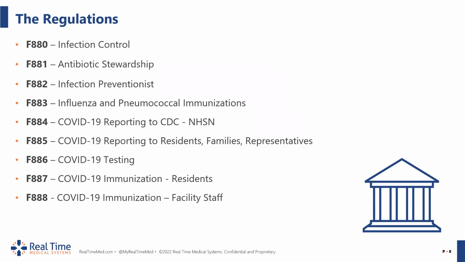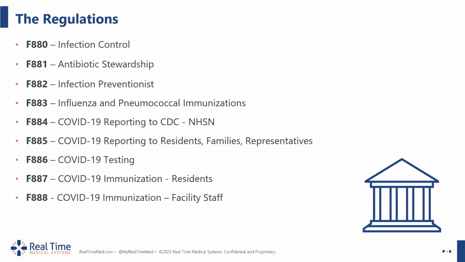So when we look at our regulations, I will tell you that many, many years ago, and it wasn't 880 because all of our tag regulation guidance numbers changed, we used to have one area of guidance for infection control. It was pretty comprehensive, but we had one area of guidance. Now look at us. We go all the way from 880 to 888, 888 being that newest one, by the way, that came out this year, and that's the COVID-19 immunization for your facility staff.